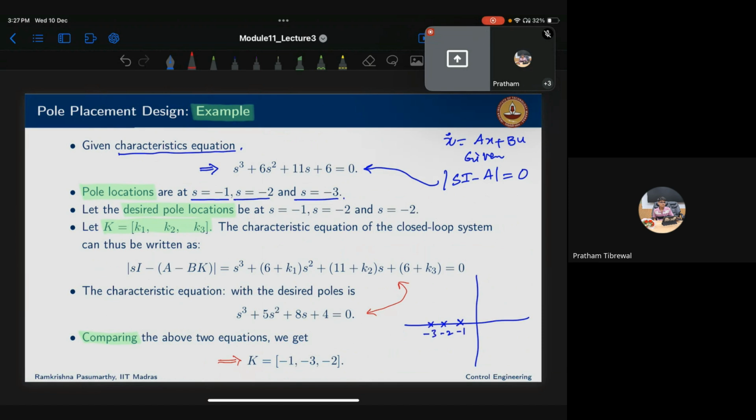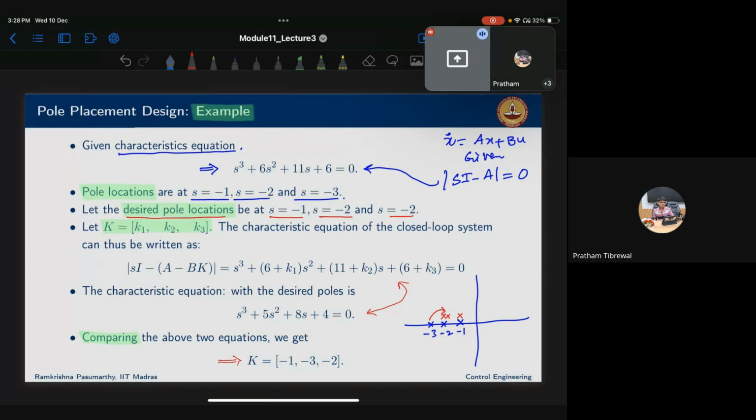Now you wanted to place our roots at minus 1, minus 2, minus 2 only. That means you wanted to place the roots here, that means you wanted to move this third root to this location. Is this clear? So the red are the desired, the blue are the existing.